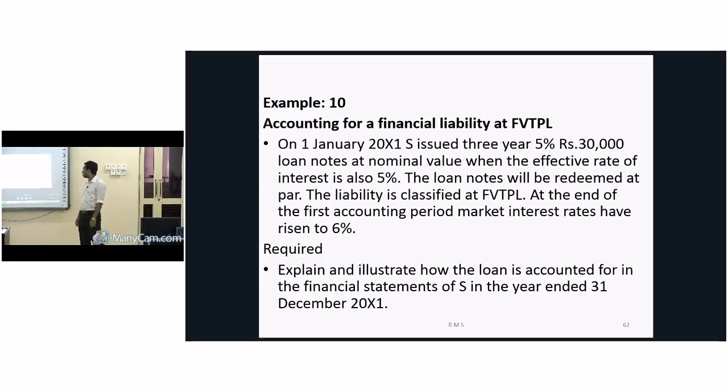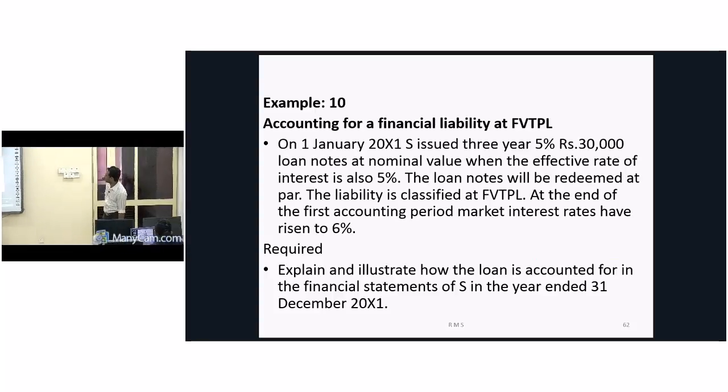On 1st January 20X1, Ace issued a 3 year 5% 30,000 loan note at nominal value, when the effective rate of interest is also 5%. The loan notes will be redeemed at par. The liability is classified at fair value through profit and loss account. At the end of the first accounting period, the market interest rate has risen to 6%.